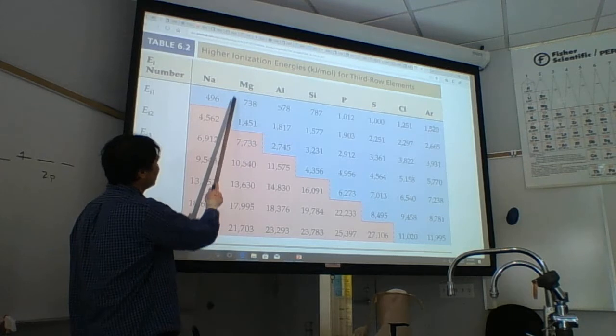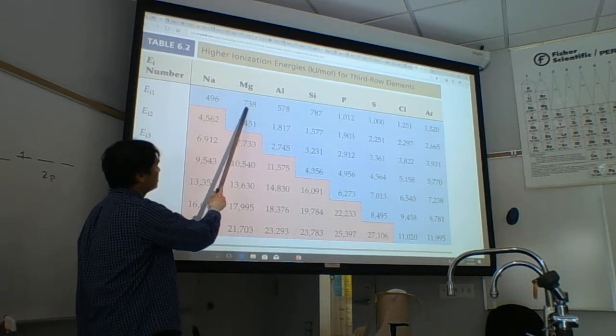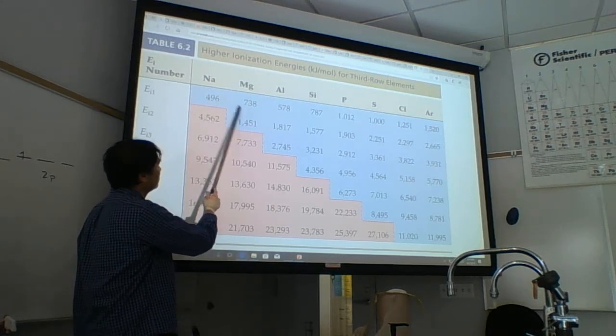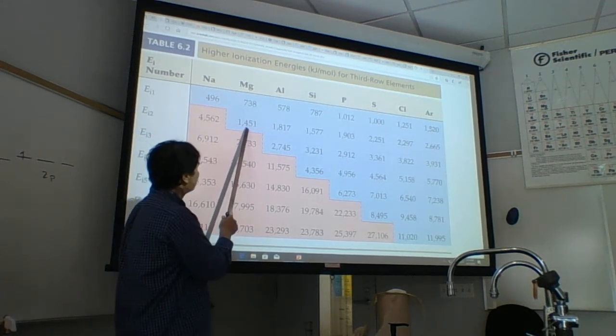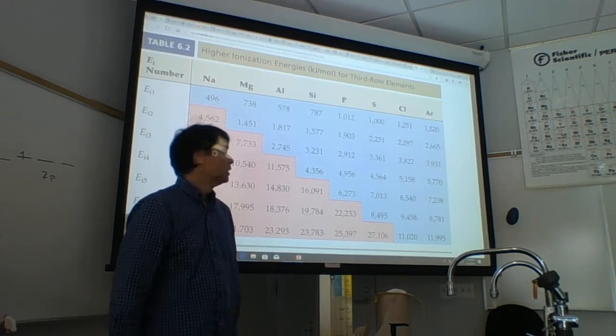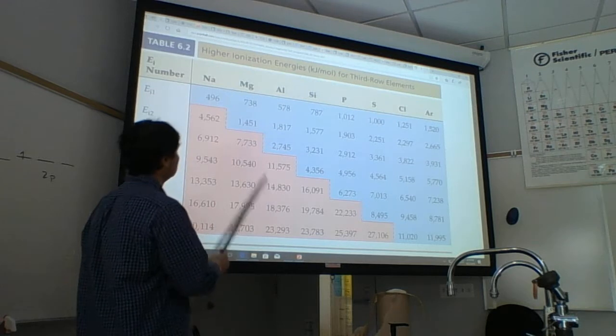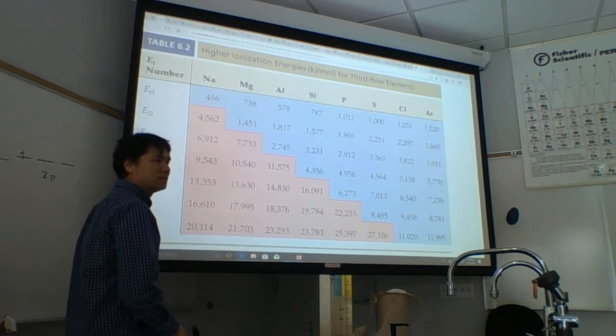Well, for magnesium, we can take away the first electron. It's going to cost us 738, so more energy. Magnesium is harder to oxidize. But we take away the second electron. The second electron is going to cost us about 1,500. And so altogether, we're looking at 2,200. Still less than helium.